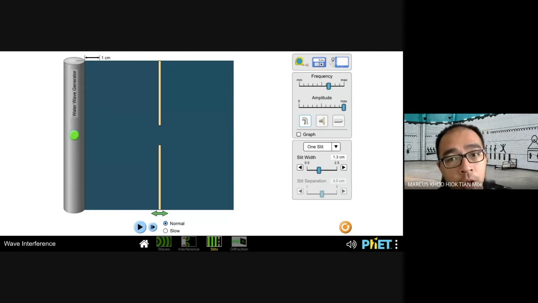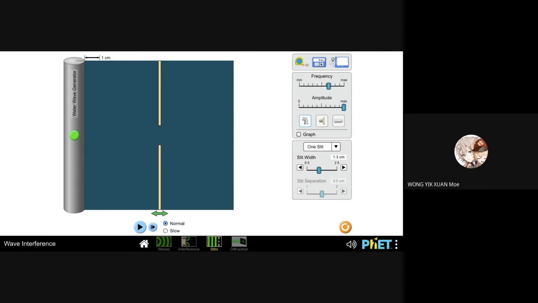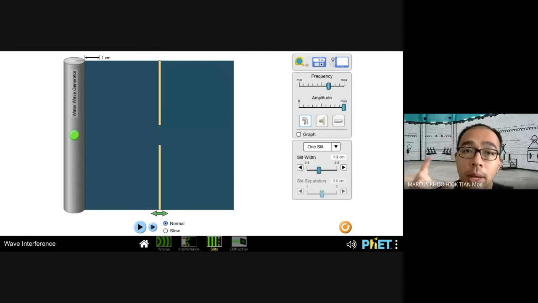Number two, compare the wavelength. What happens to the wavelength before and after passing the gap? Anybody? Remains the same. Okay, it remains the same. Whether it is a small gap or a big gap, the wavelength remains the same, and our simulation here actually shows us that. The wavelength remains the same, whether it is a small gap or a big gap.